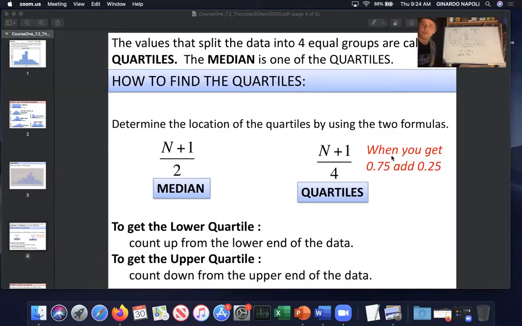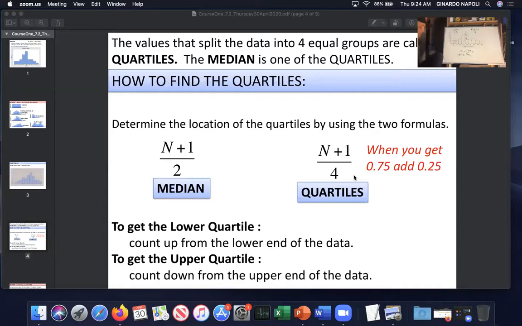Okay, now this little method of getting the upper and lower quartile works except when you get 0.75. And I'm going to point out why, but if you do this and you get 0.75, just add 0.25. There's a mathematical reason why. It's one of the quirks of numbers. It's because you're adding the one here.